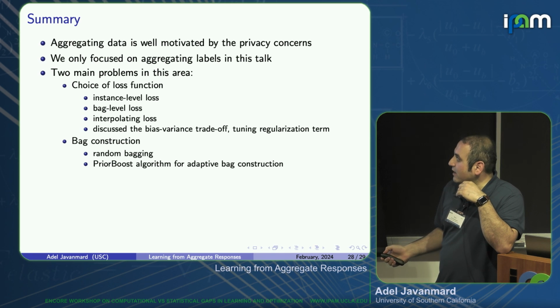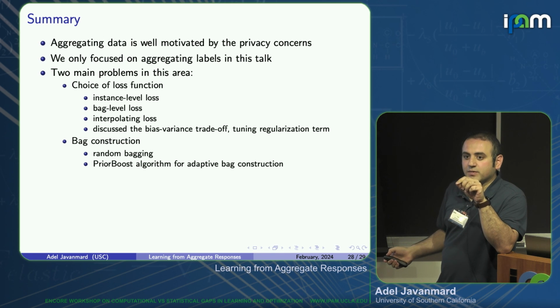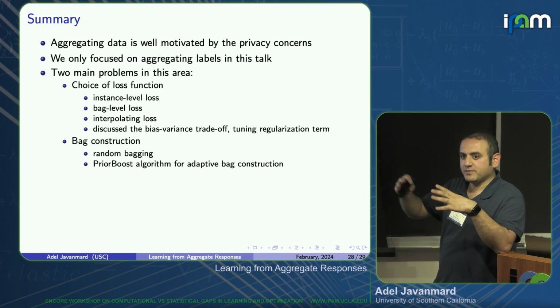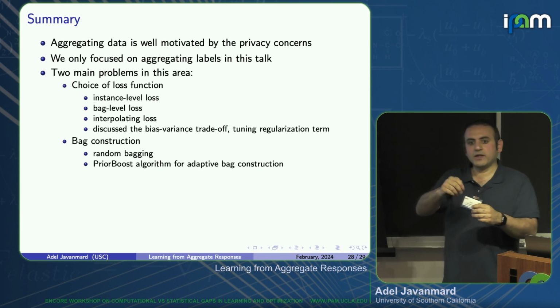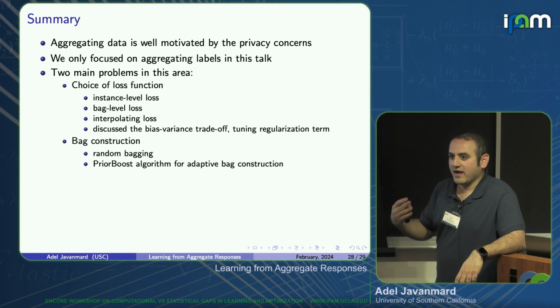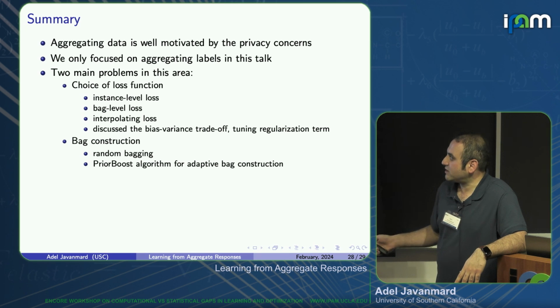The instance level was inducing some bias, but it has lower variance, it has more stability. The bag level has lower bias, but it has larger variance because you only have one sample per bag instead of one per sample. And you can try to optimize this bias-variance trade-off. Either you have some analytical formula like in linear regression, or you can do cross-validation in practice.